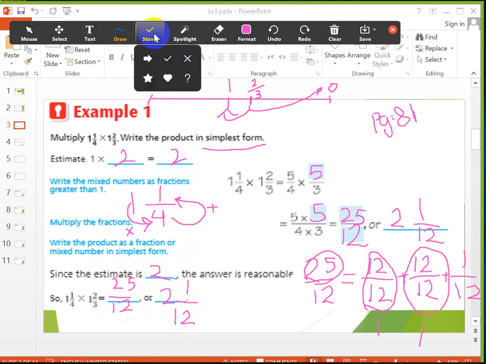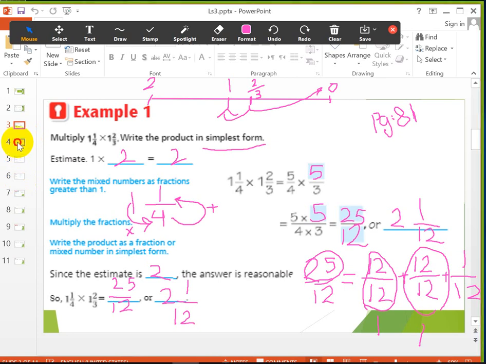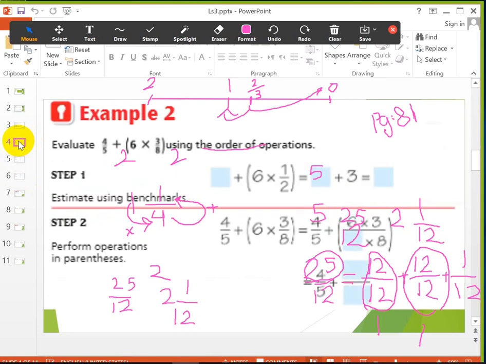Now let's move to the next one. Okay, let's move to example 2 on page 82, please. Page 82.